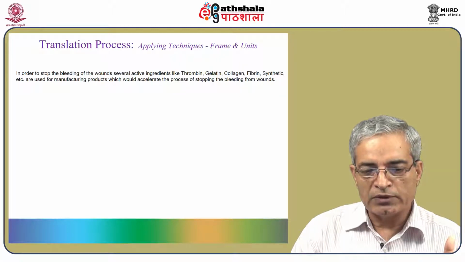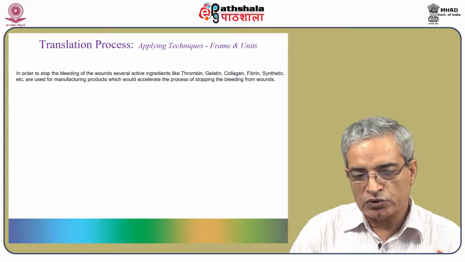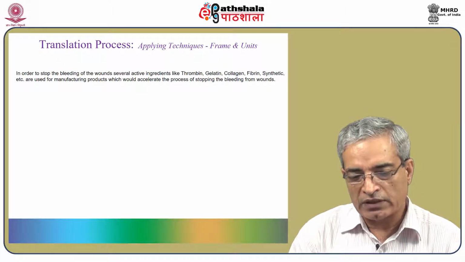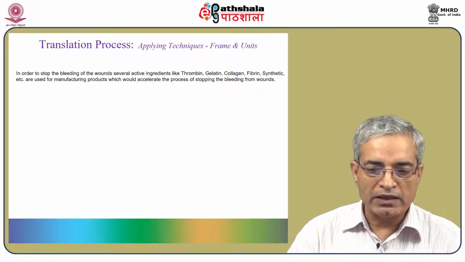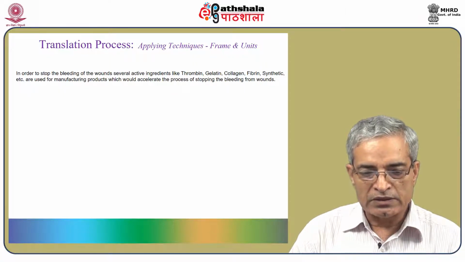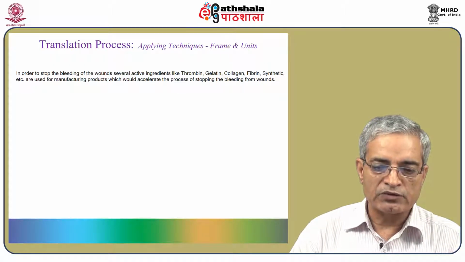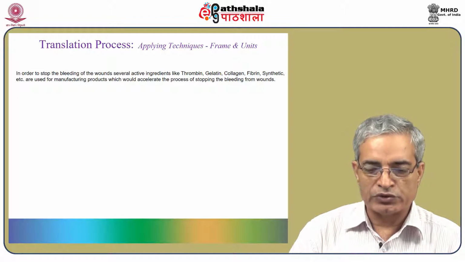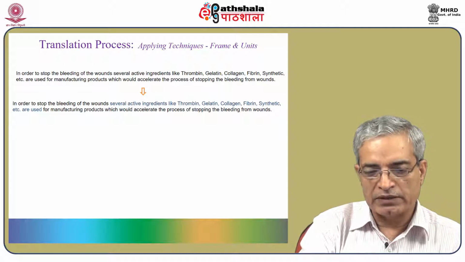In order to stop the bleeding of the wounds, so even in the reading you have to read it carefully. Several active ingredients like A, B, C, D, in this case thrombin, gelatin, collagen, fibrin, synthetic, etc., are used for manufacturing products which would accelerate the process of stopping the bleeding from wounds. Appears quite complicated. Let's see, can we simplify it?